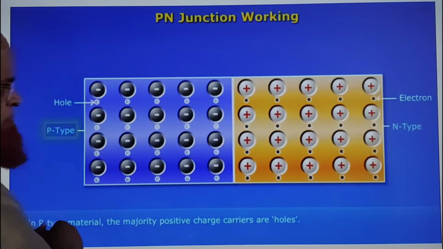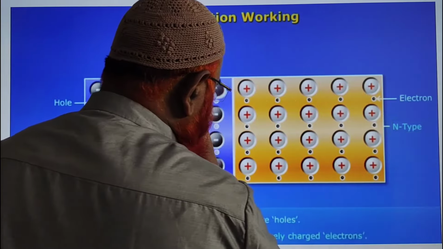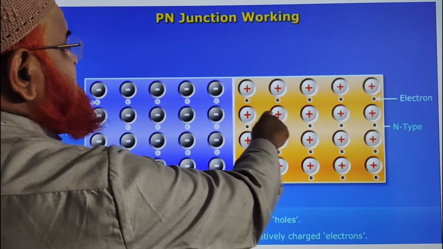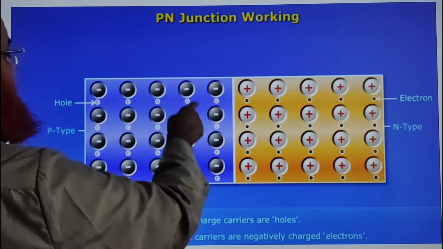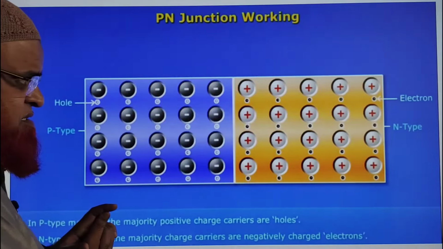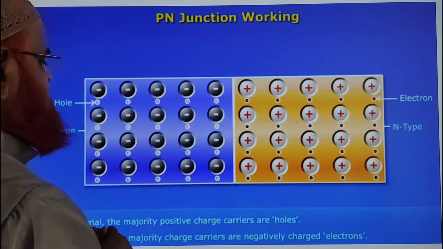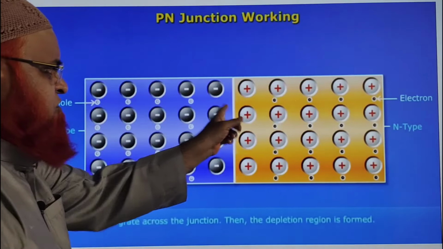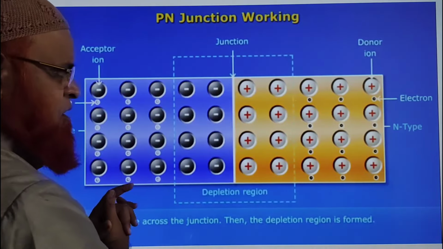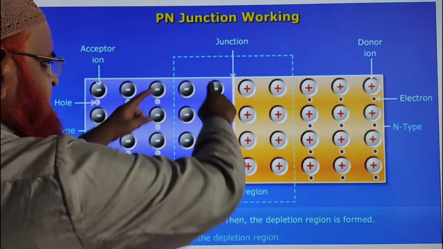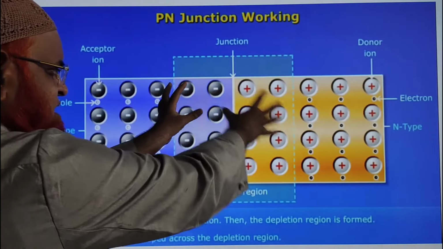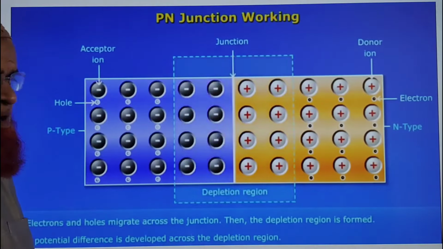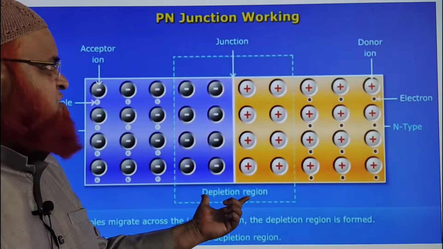This is p-type and this is n-type semiconductor. Near the positive charges you are seeing electrons, and near the negative charges you are seeing the holes. Understand? As soon as you join them, electrons will fall into the holes, only at the edges. Here positive ions and negative ions are formed, and this is called the depletion region.